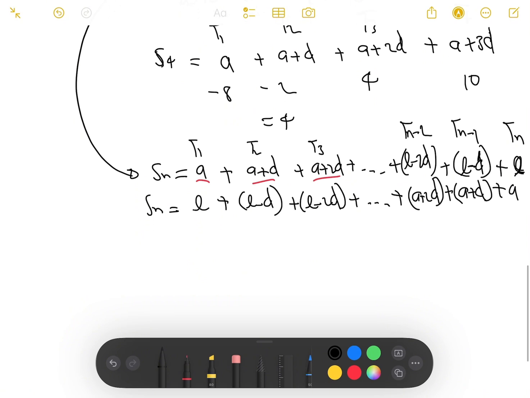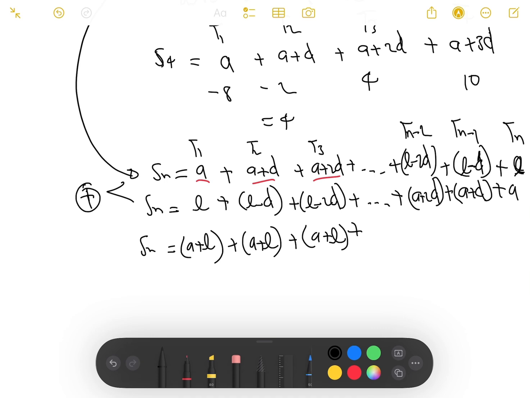So think about it. Before that, let me just write this. Let's add this together. This will be a plus l, right? When we add the two equations together, we get a plus l, and then adding these two together, you also get a plus l since the d's cancel. And then here the d's cancel, you get a plus l again, plus a plus l, and then the last one as well, you get a plus l.